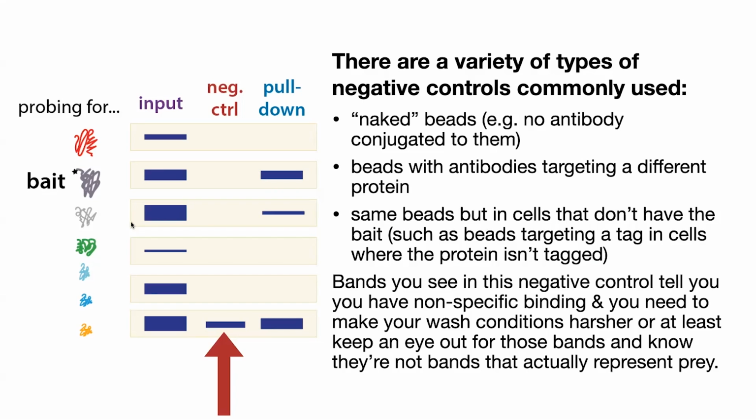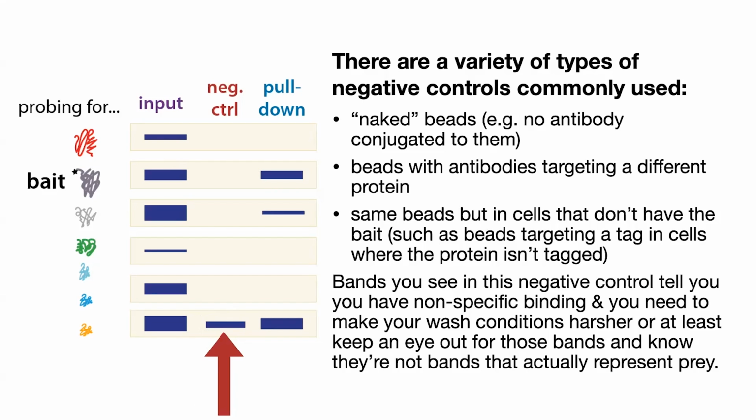And therefore, if you see things in your negative control lane, this is going to tell you that you're getting non-specific binding to that antibody. So you don't want to see bands in your negative control lane. If you do, then basically you want to make your wash conditions harsher, I'll get into.